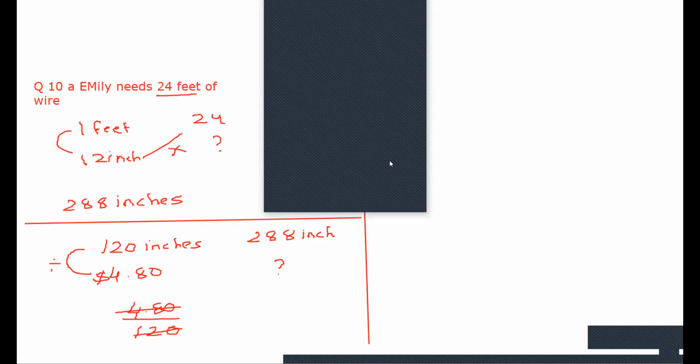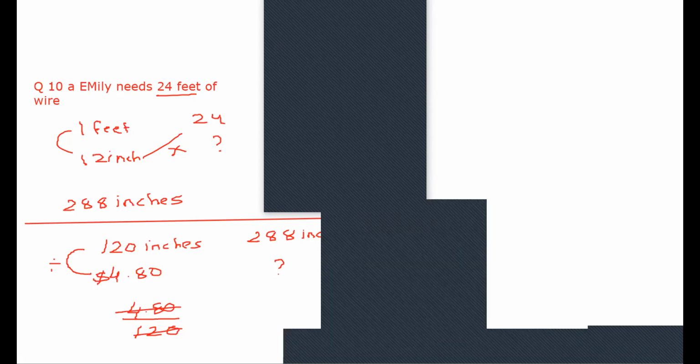4.80 divided by 120. I get 0.04. I get 0.04, girls. When I divide this, I get 0.04. One second, let me write, girls.